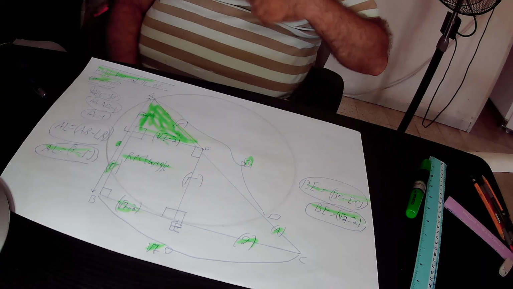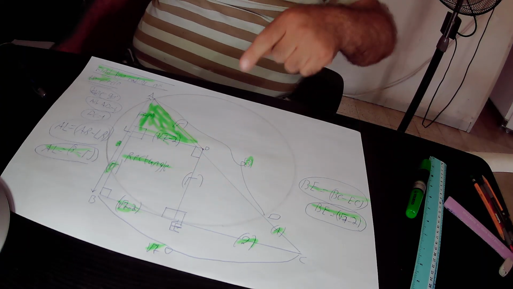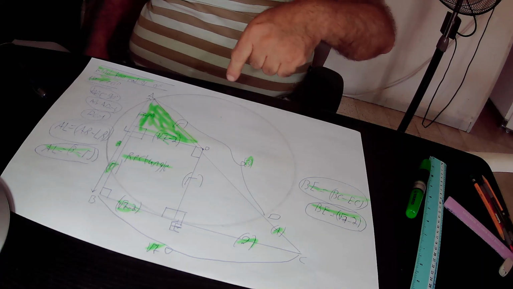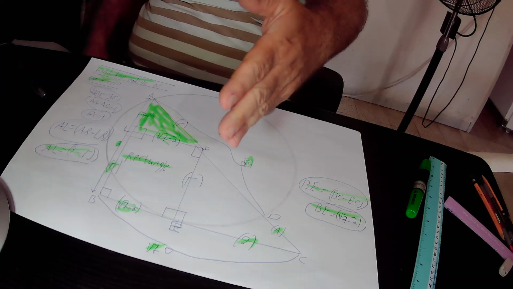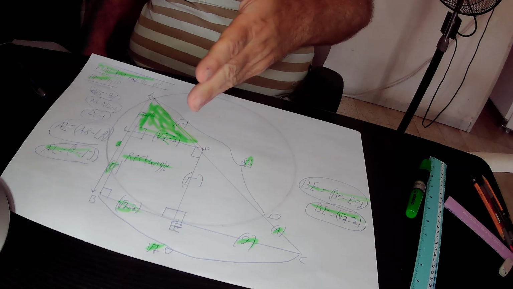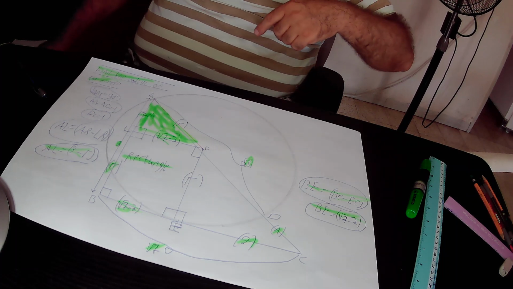In the next step, we join points O and E together by a straight line. Point O is the center of the circle, and point E is a point on the circle itself, therefore OE is the radius of this circle. We define the radius of this circle as R, so OE equals R.